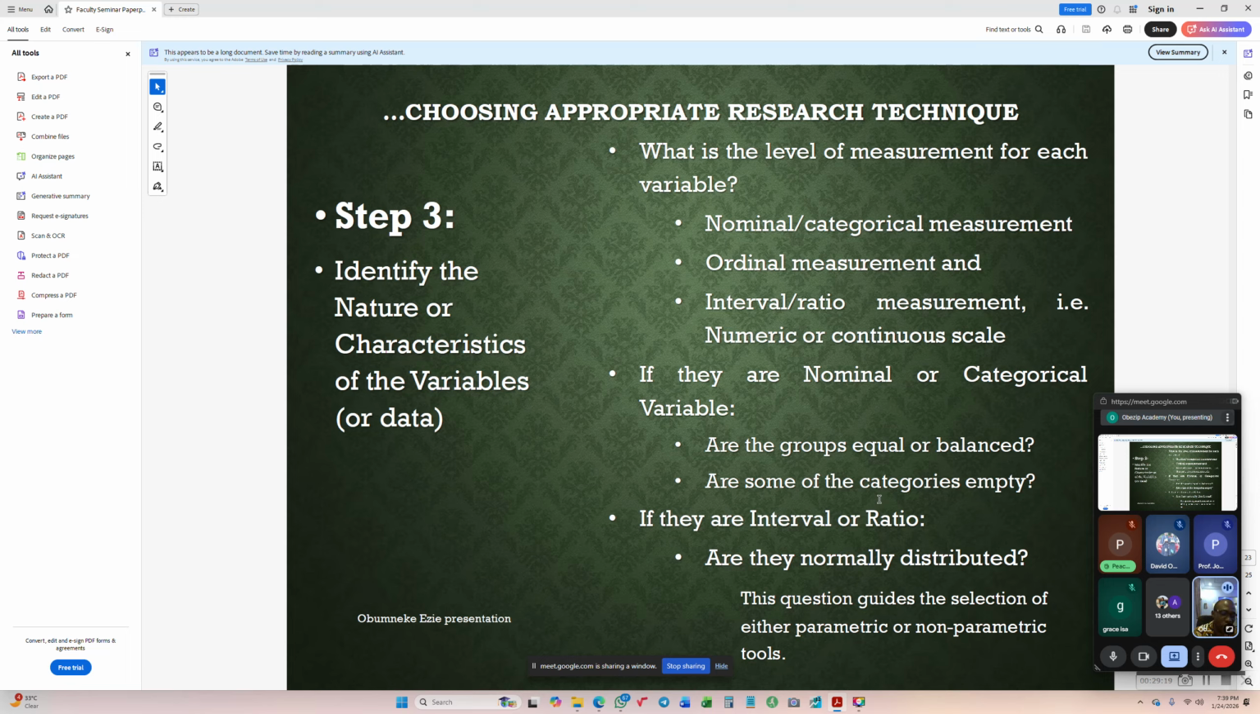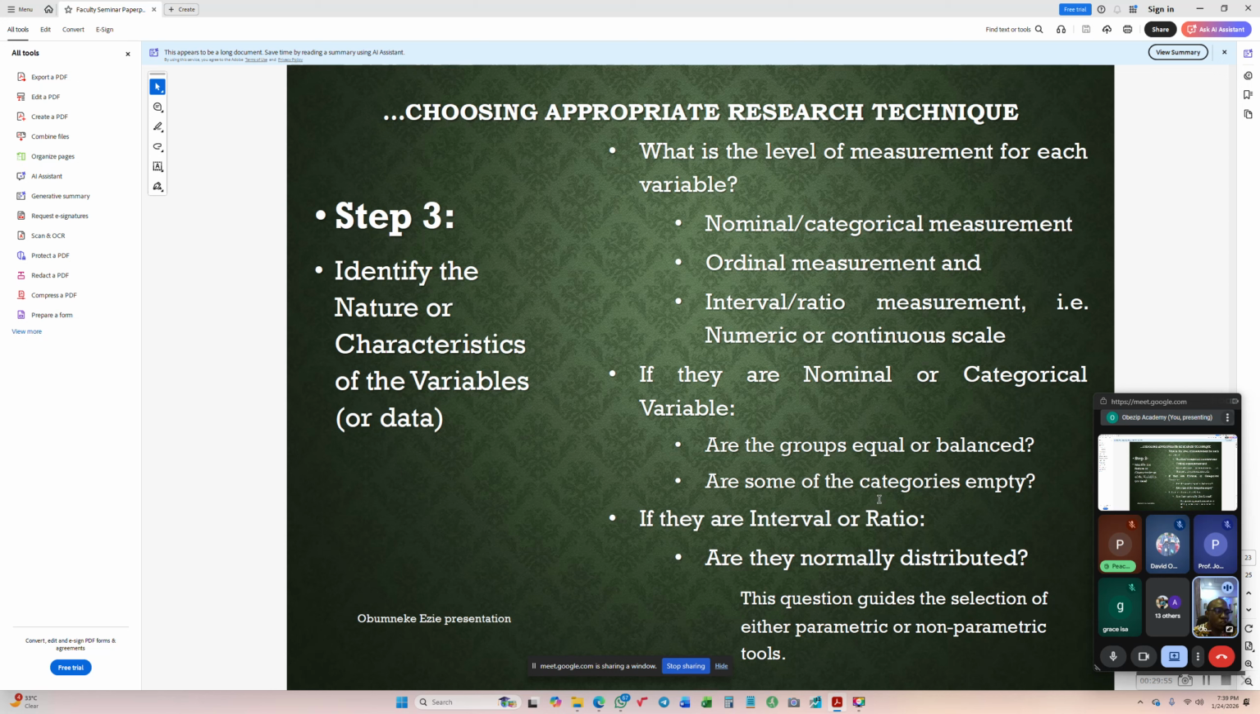If your data sets are normally distributed, that is, if your interval or ratio variables or data are normally distributed, then the issue of parametric and non-parametric has to also come into play. If your variables are normally distributed, then you must adopt what we call the parametric methods. However, if your variables are not normally distributed, then in this case, you fall back to what we call the non-parametric methods. All right. So these are some of the questions that you need to answer before choosing any particular research technique of your choice.